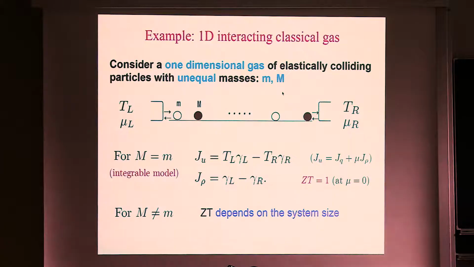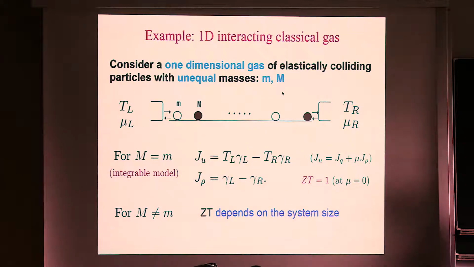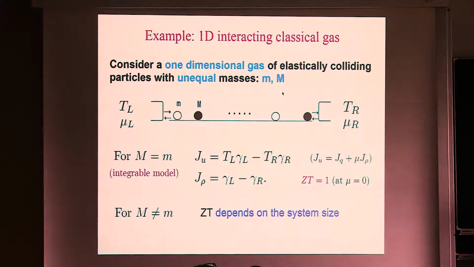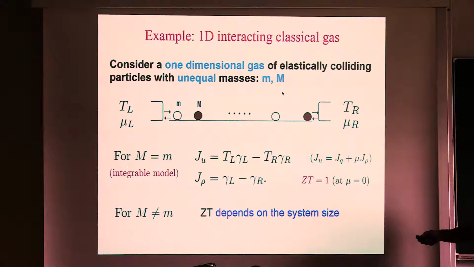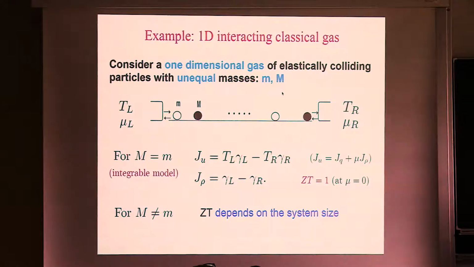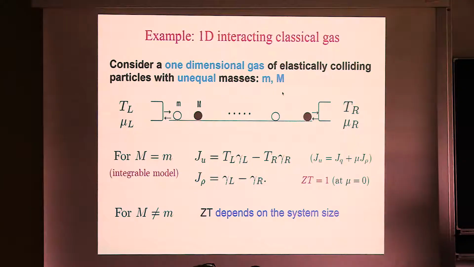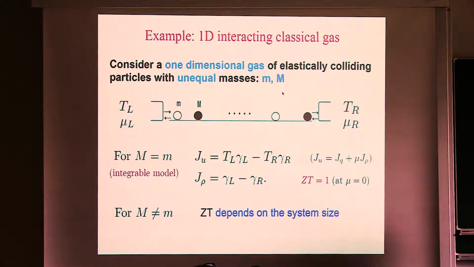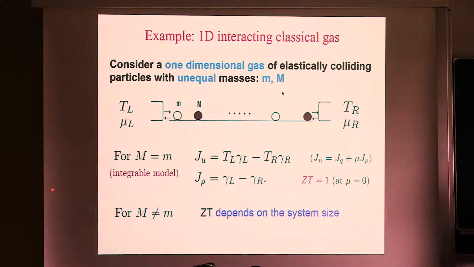Okay, for integrable systems it doesn't work. So to check, just the first example: we consider a one-dimensional gas of unequal masses elastically colliding, coupled to reservoirs. If the masses are equal, you have an integrable model. You can trivially compute the energy and particle flow, and you get ZT equal to 1 at mu equals 0. So it's a trivial result, nothing interesting. But if the system is non-integrable, with unequal masses, ZT depends on the system size.